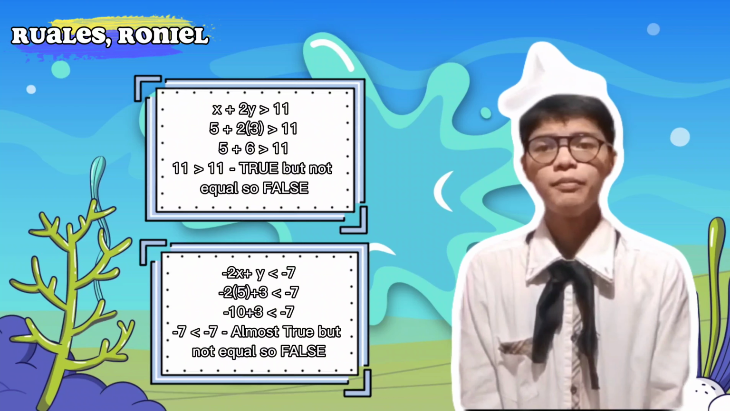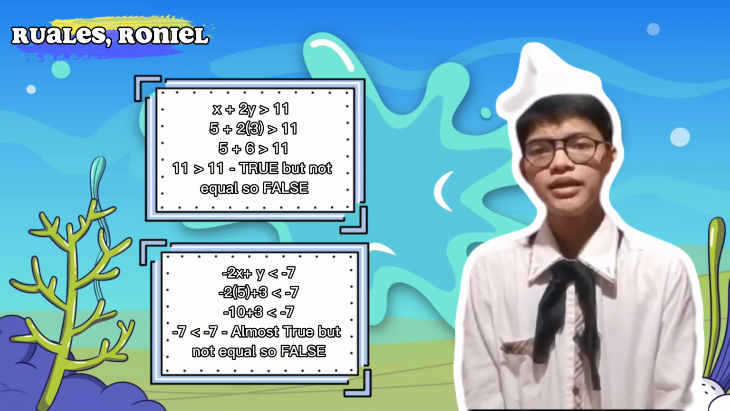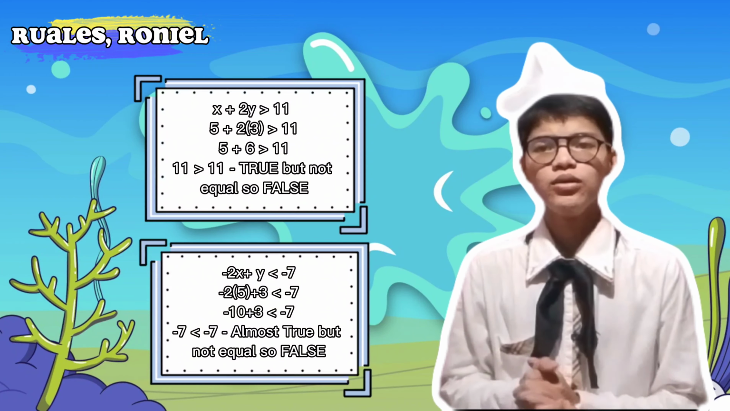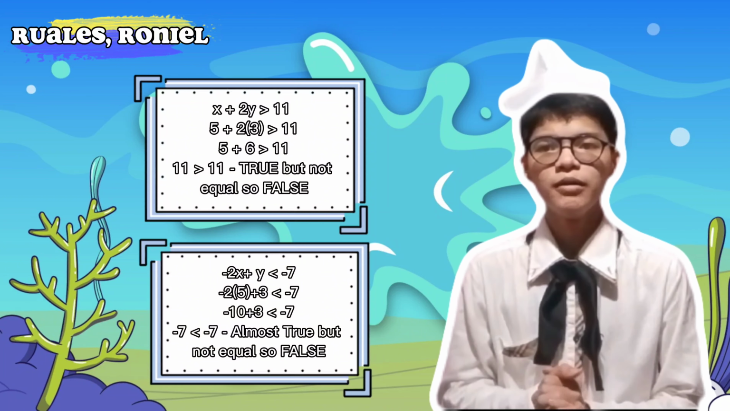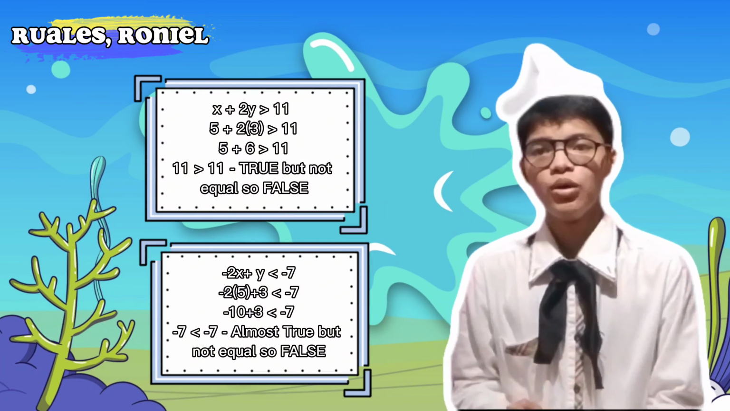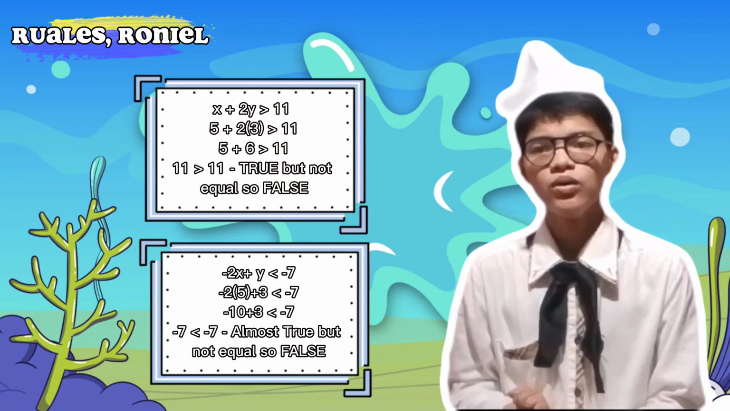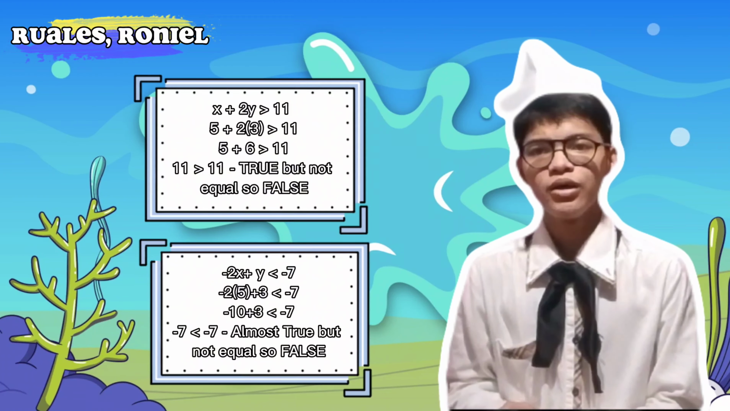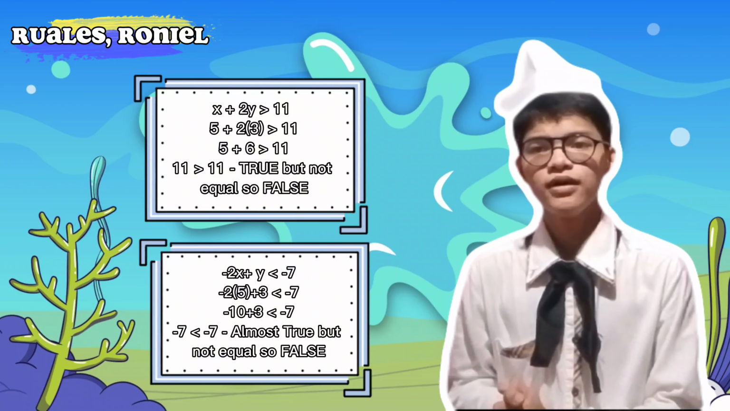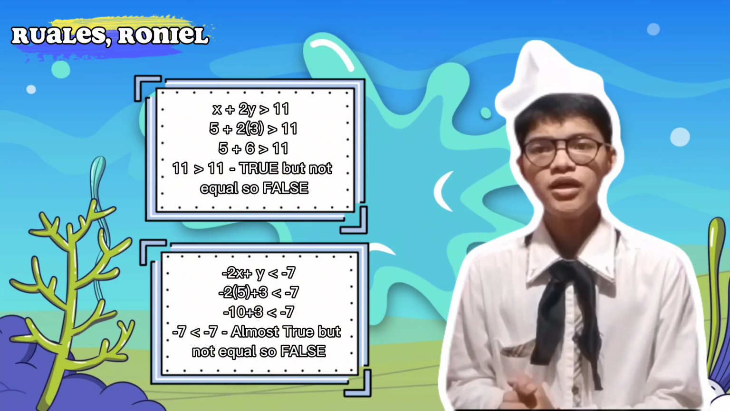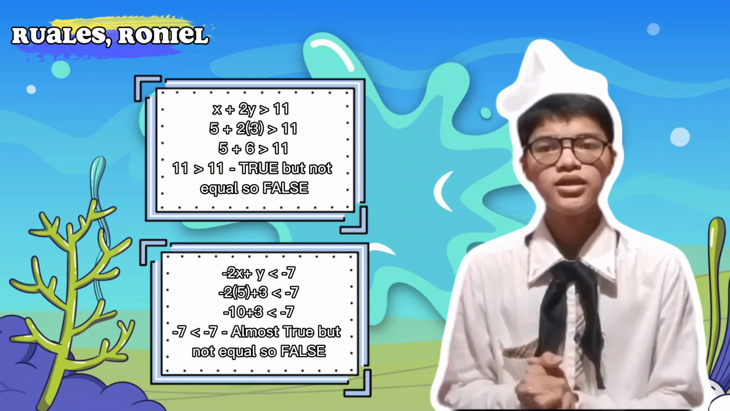For -2x + y ≤ -7, it is still the same. Replacing x and y, we now have -2 times 5 plus 3 less than or equal to -7, with a result of -10 + 3 ≤ -7, and we now have -7 ≤ -7, which is true. However, both must satisfy the inequalities. In this problem, only one did, so it is not a solution of the system.